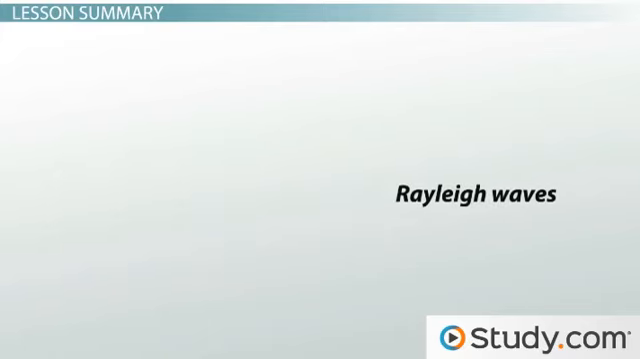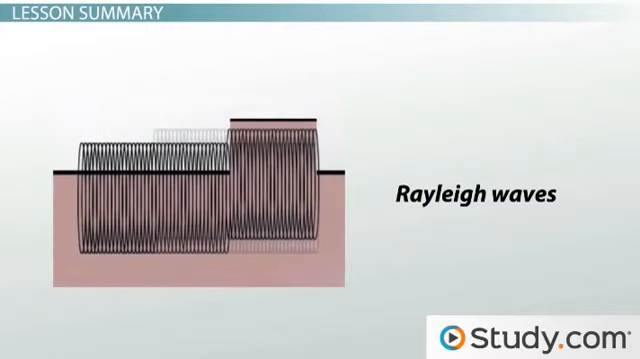Rayleigh waves are slower than Love waves, but are often much larger. These waves roll up and down like S waves, but since they do so on the surface, they produce most of the shaking that is felt during an earthquake.